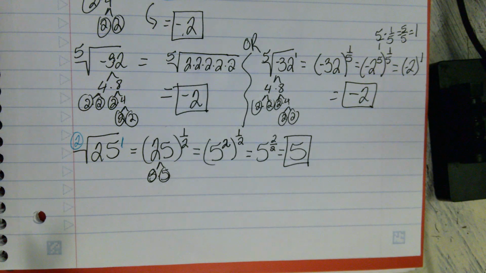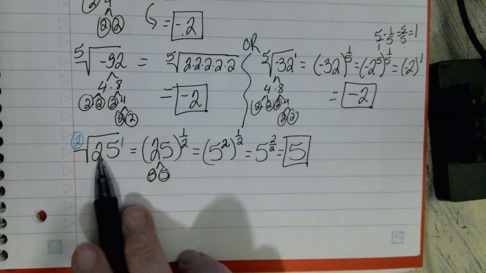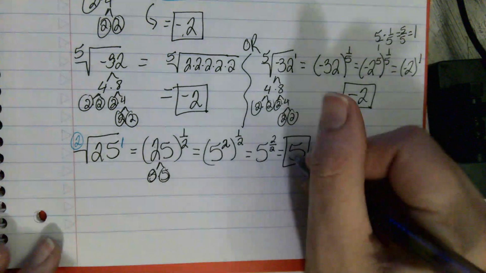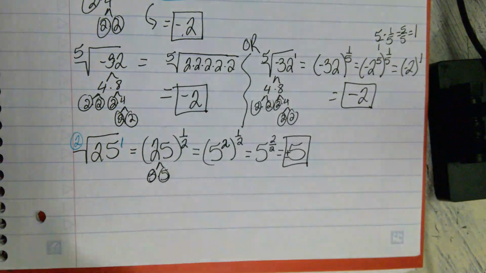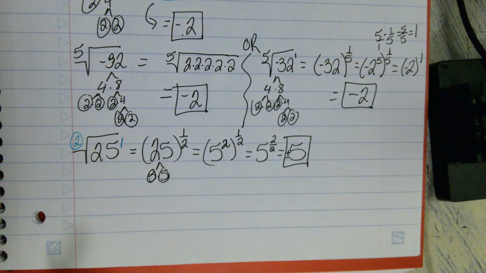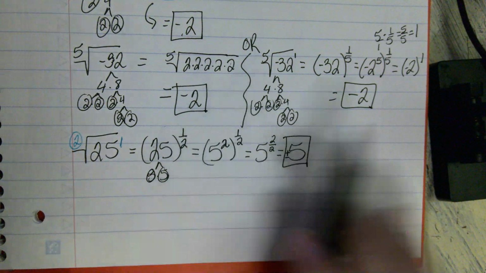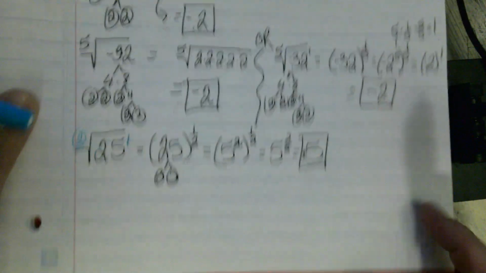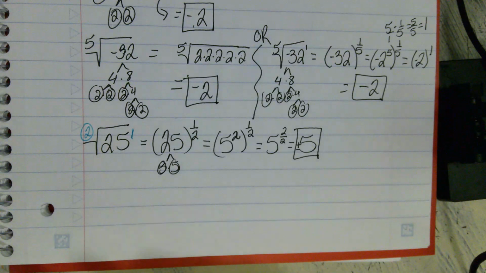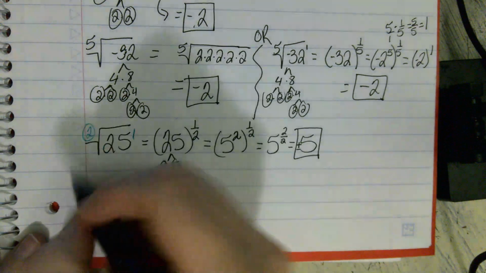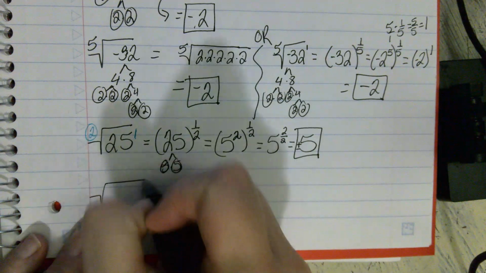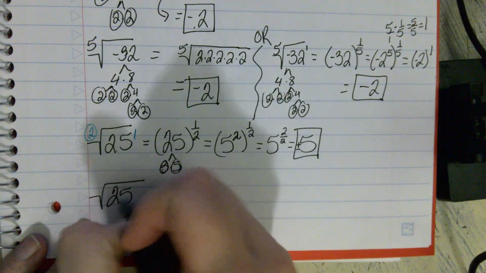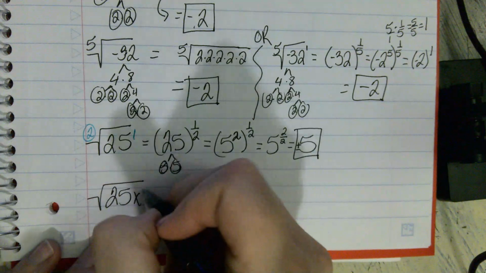Now, could it be negative? A negative times a negative would still give me a positive, so it'd be plus or minus. Again, remember, if it's even, you're going to use plus or minus. Okay, let me do one more with variable terms, and then we can move to our next type of problem that we've seen here.